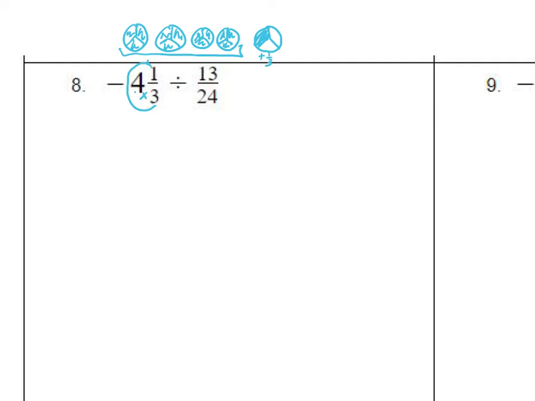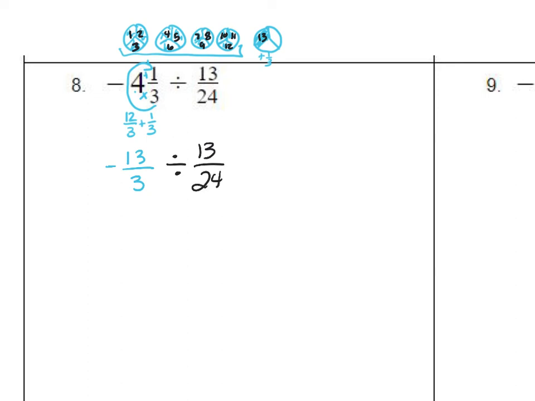So I go this way. 4 times 3 is 12 plus 1 more third. So I have 12 thirds plus 1 third, right, is 13 thirds. And this is negative. And you can count too. 1, 2, 3. Let me get the color. 1, 2, 3, 4, 5, 6, 7, 8, 9, 10, 11, 12, 13. And I have 13 thirds, divided by a negative 13/24.